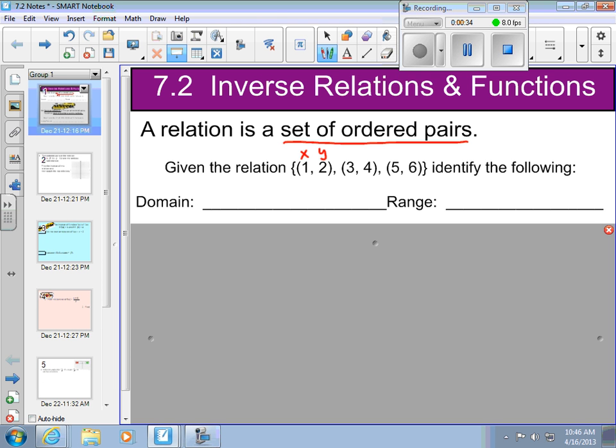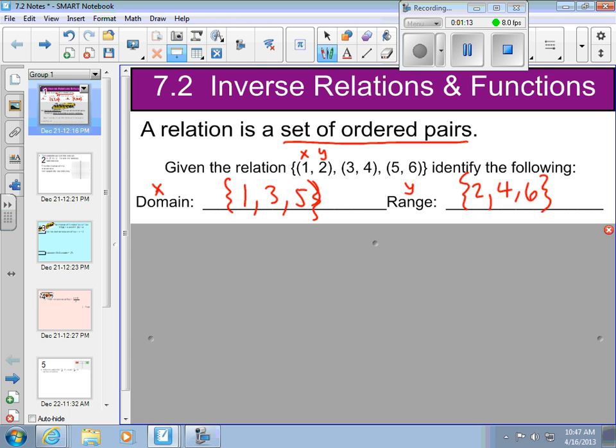So given this relation of these three ordered pairs, what we want to do is identify what is the domain and what is the range. We know that domain is all our x's or inputs, and range is all our y's or our outputs. So we want to list all the x values for our domain. In this relation, that would be 1, 3, and 5. Our range is the set of all the y's. So in this example, it'd be 2, 4, and 6. So domain and range, those are your x's and y's, your inputs, your outputs.